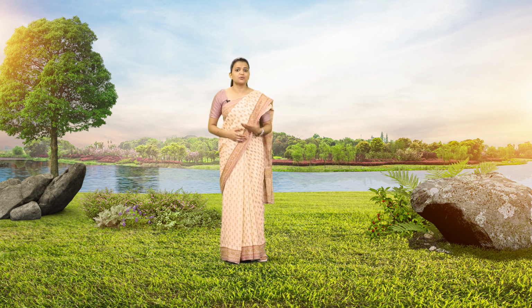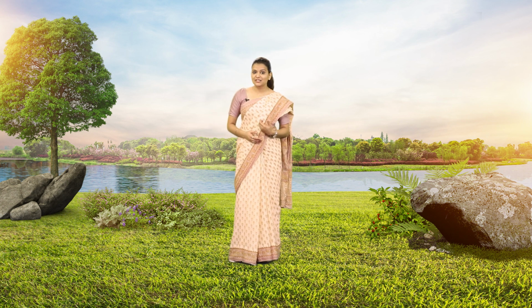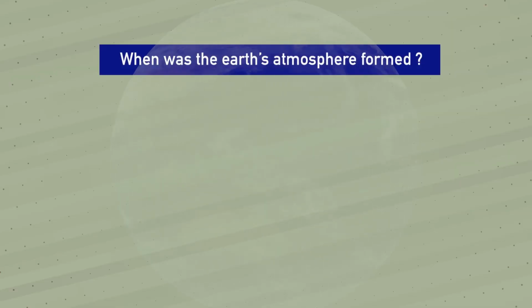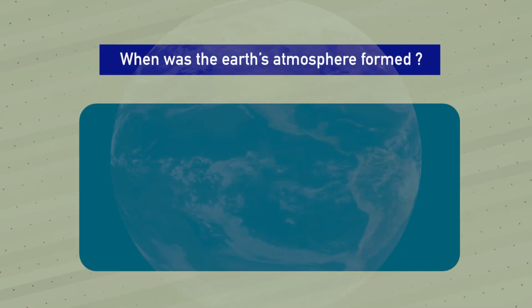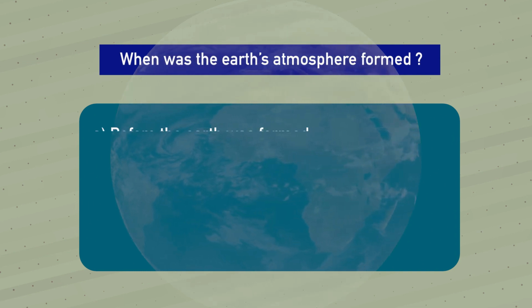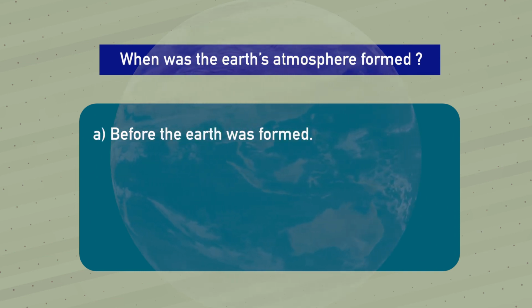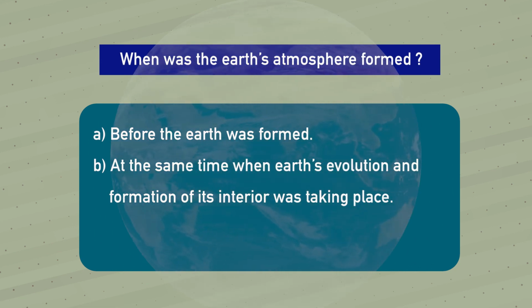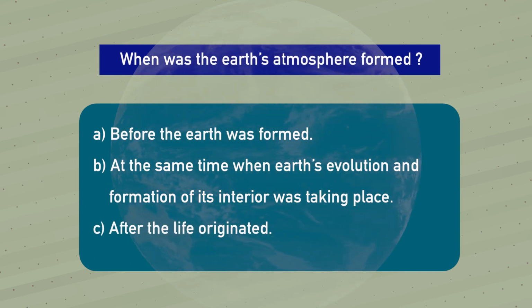Let us now try to recapitulate what we learned today with the help of a few questions. 1. When was the Earth's atmosphere formed? A. Before the Earth was formed. B. At the same time when Earth's evolution and formation of its interior was taking place. C. After the life originated.